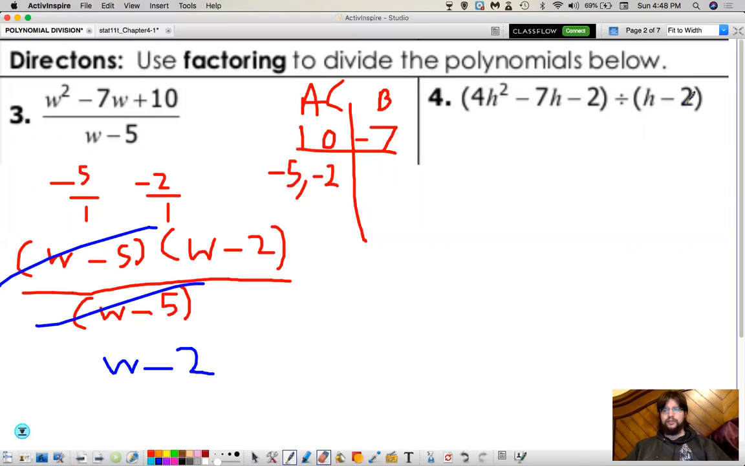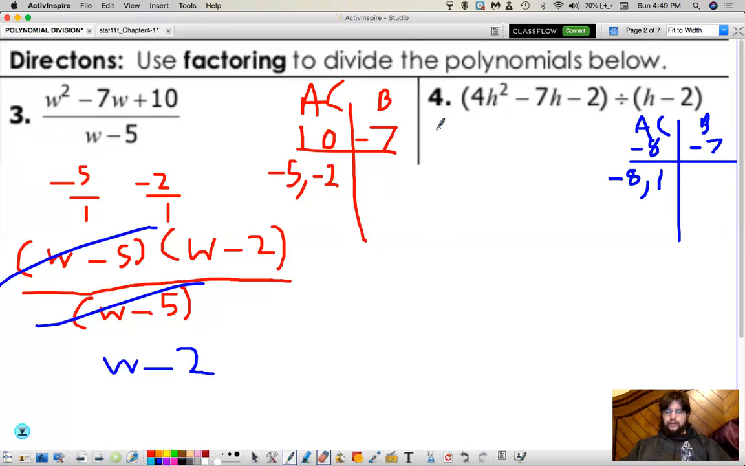This is just represented a different way. We're dividing by h minus 2 here, so this is our divisor. This is my numerator. AC will be negative 8. B is negative 7. And we know we need a negative 2. But since our A is 4, it might look a little different. So let's see. Well, we know the factors of negative 8 that add up to negative 7: negative 8 and 1. Oh, sorry, not the negative there. Negative 8 and 1. There we go.